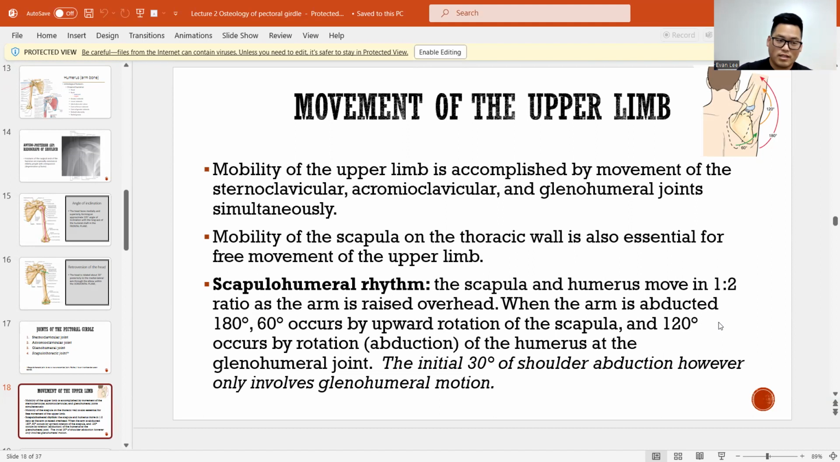Now, there is one thing to note, which is that in the initial 30 degrees of movement, that's generally just humerus. So when you have a large range of motion with the shoulder, you use the humerus for sure, which is pretty self-explanatory, but you also use your scapula. So the scapulohumeral rhythm is in a 1-to-2 ratio between the scapula and the humerus.